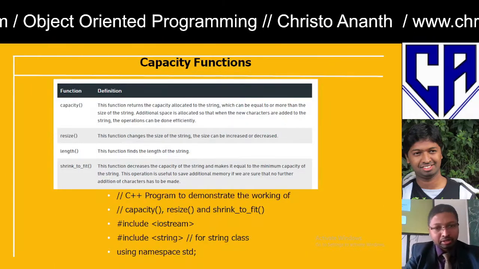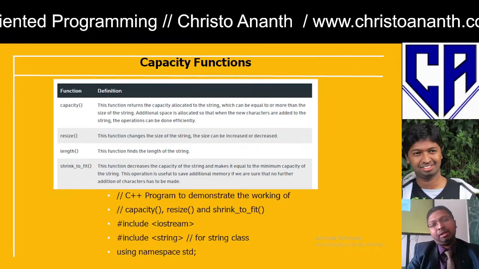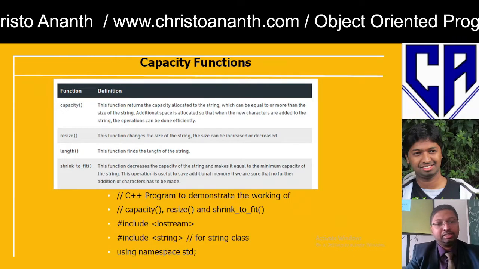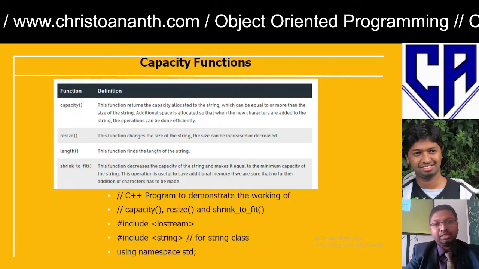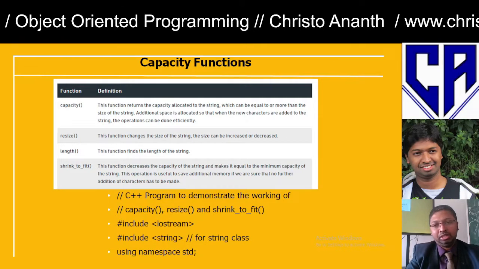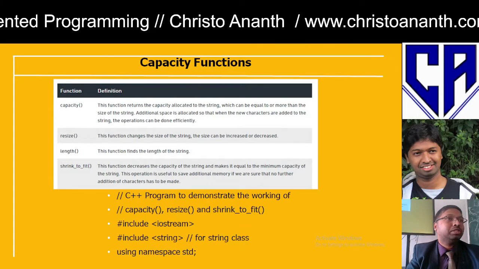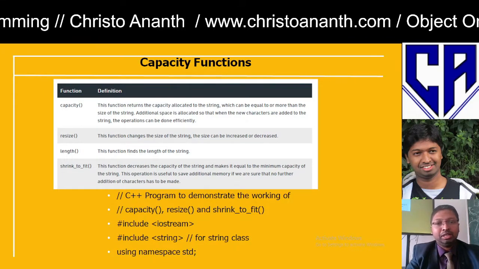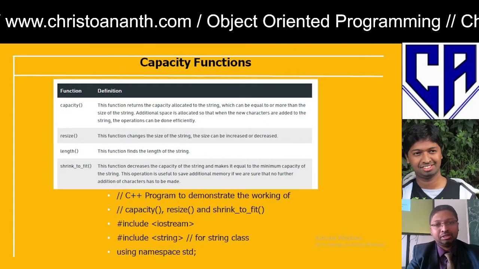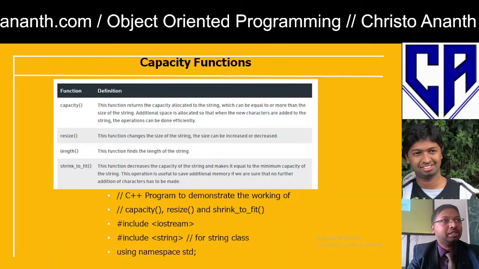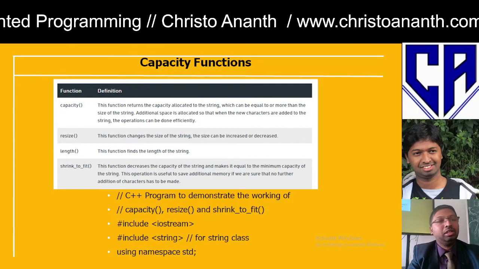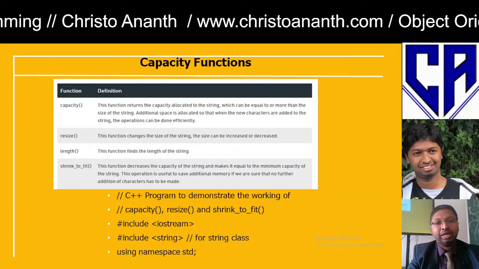So the string after pop_back operation is object oriented programming. Now these are capacity functions, where we have some parameters: capacity, resize, length, and then shrink_to_fit. With capacity, the word itself tells you the meaning. It is the capacity which is allocated to the string, which can be equal to or more than the size of the string. So here for the capacity, an additional space has been allocated so that you can add some new characters if you want to.